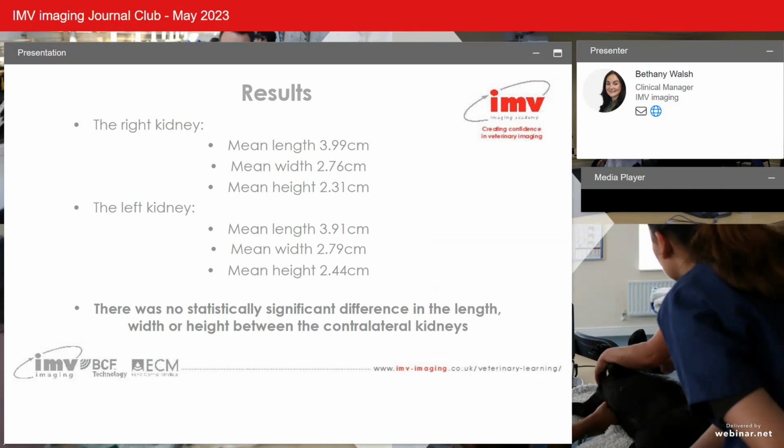For the right kidney, the mean length was 3.99 centimeters. The mean width was 2.76 centimeters. The mean height was 2.31 centimeters. And for the left kidney, the mean length was 3.91 centimeters, the mean width was 2.79 centimeters, and the mean height was 2.44 centimeters. There was no statistically significant difference in the length, width, or height between the contralateral kidneys.